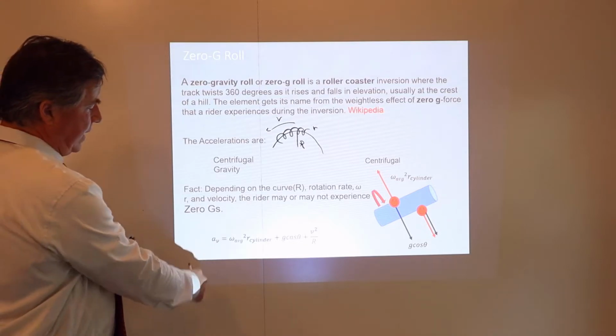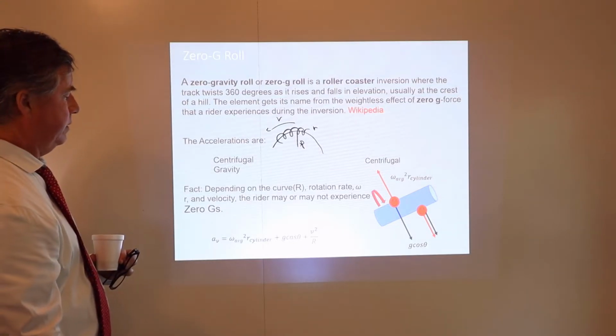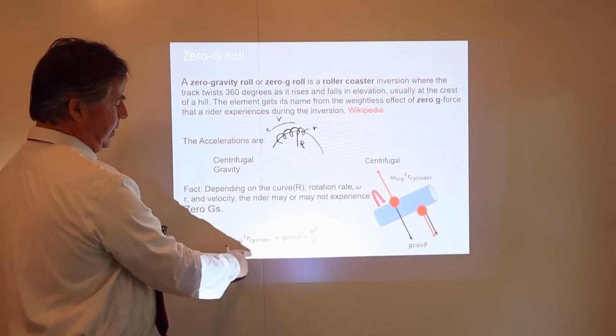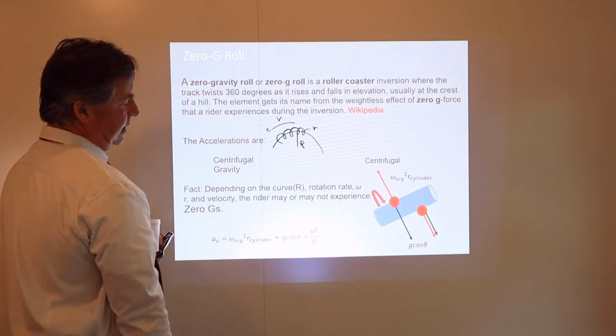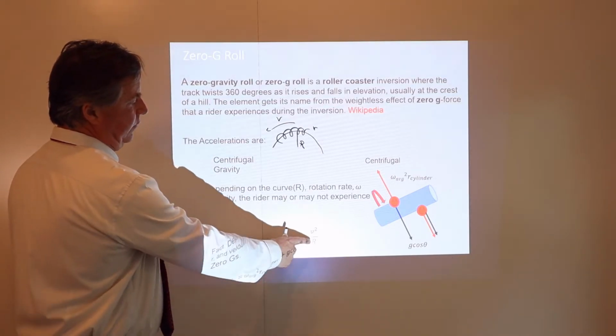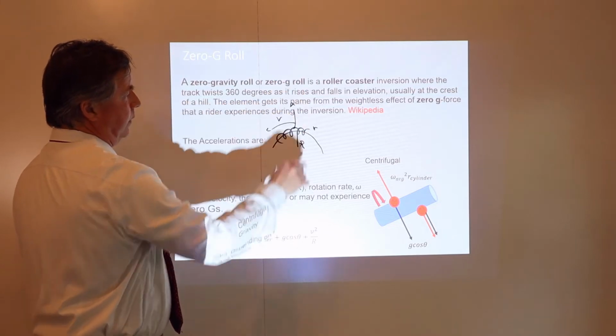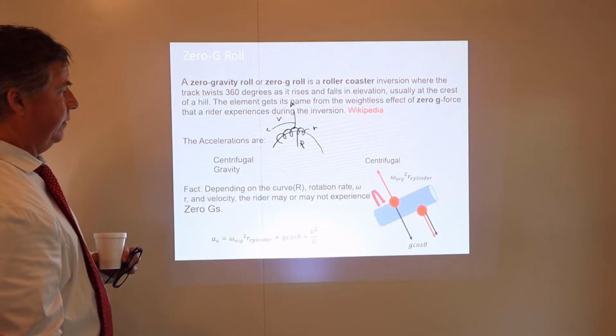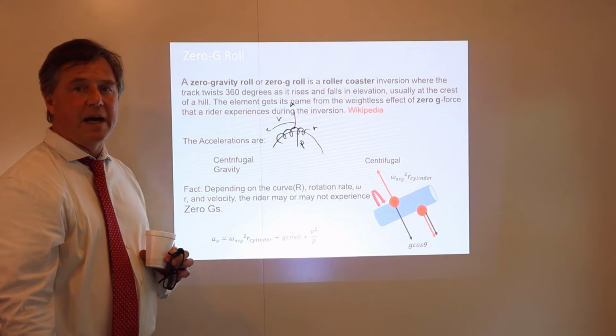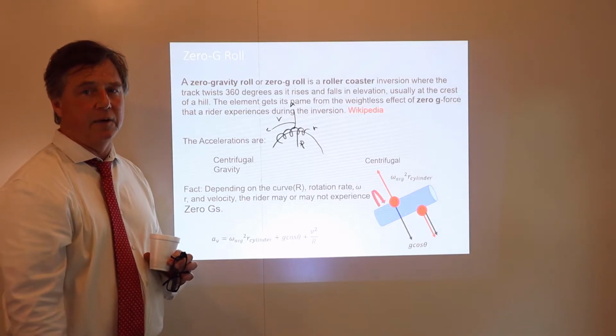And here is the revised vertical acceleration equation. Centrifugal due to the rotation, g cosine the inclination angle as usual, and v squared over R is what we've discussed in the last couple of videos. So before I go through the mathematics of this, let's see what it looks like in NoLimits2.